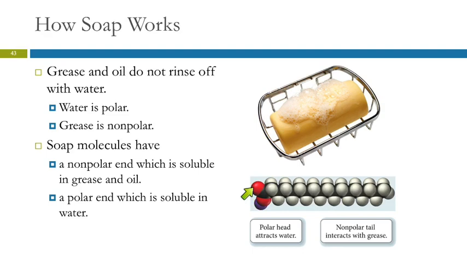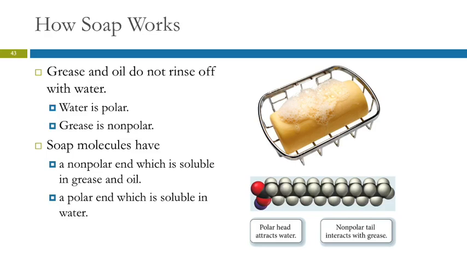At this end, we have a couple of oxygen atoms. Those oxygen atoms are going to cause this end to be polar because they're going to pull electron density from the carbons that they're bonded to. So we've got a little bit of negative here. So this polar head of the soap molecule is attracted to the water molecules and is going to interact well with them. This nonpolar tail part will interact with the grease.